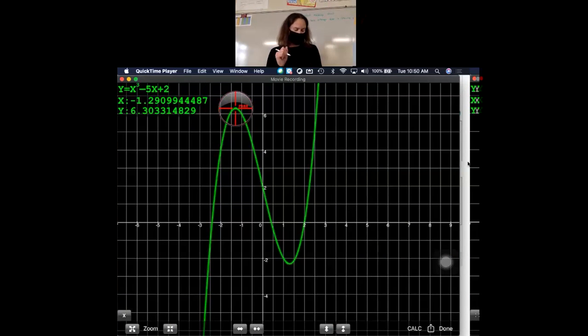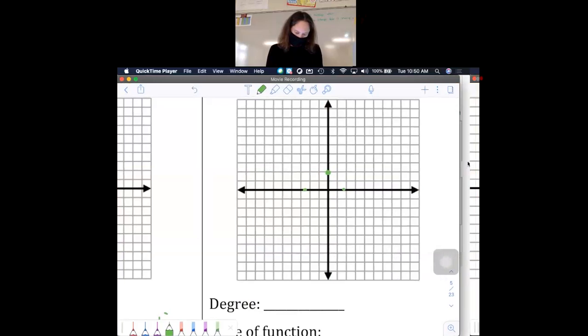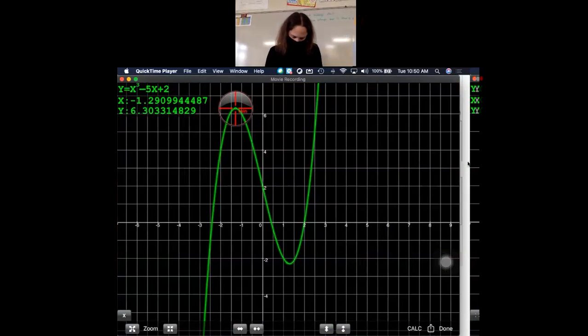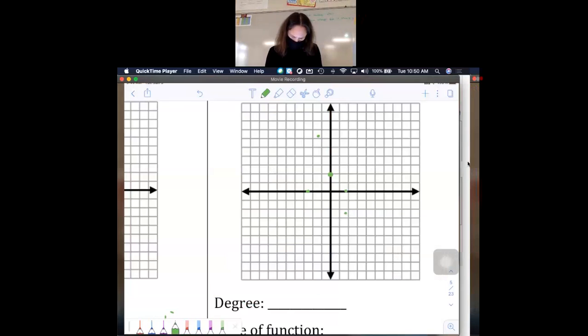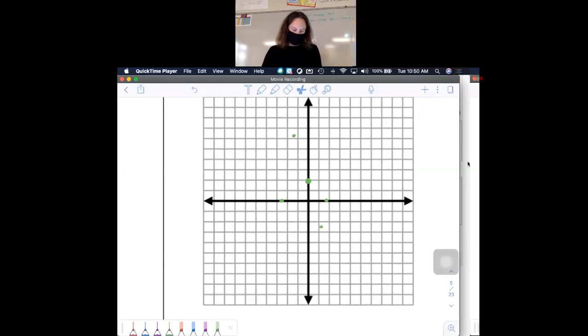The peak, was it at like negative 2.3 and 6.3? Or what was the maximum? Negative 1.3. Okay, I was wrong. I was thinking of the y-intercept, x-intercept. So negative 1.3 and 6.3, so right about here. And then the minimum was negative 2.3. Hold on, let me see. Negative 1.3. There we go. So like that.